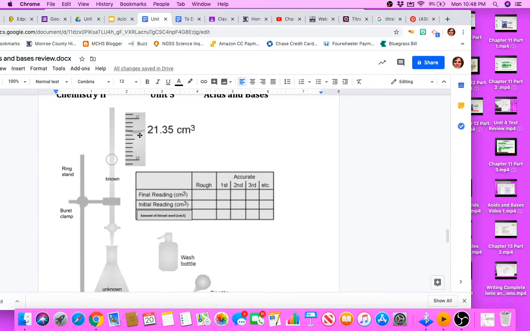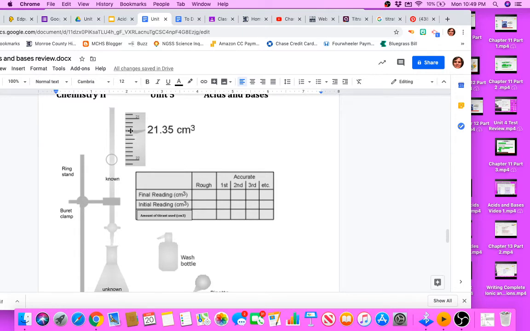So we always read the level of the liquid in the burette at the lowest point of the meniscus. When we look at the lowest point of the meniscus, we can see that it is in between the 21.3 and the 21.4. So we're estimating this as 21.35 milliliters, or 21.35 cubic centimeters. Again, we can estimate to a second place past the decimal.